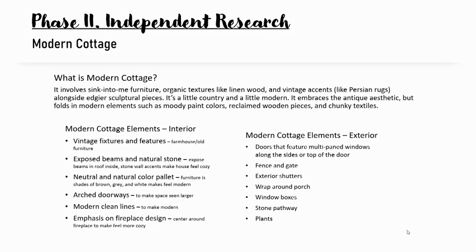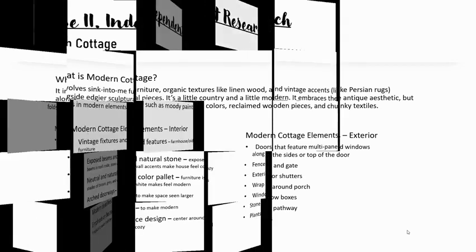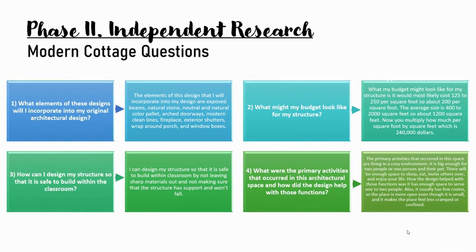Modern Cottage has lots of elements, interior and exterior, like exposed beams and natural stones, arched doorways, fences and gates, or stone pathways. Here are some questions that I had to answer throughout my research about Modern Cottage.